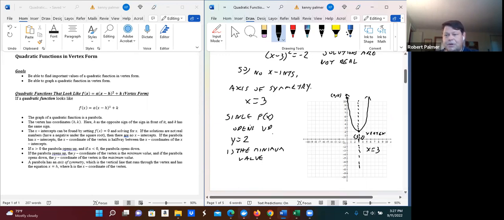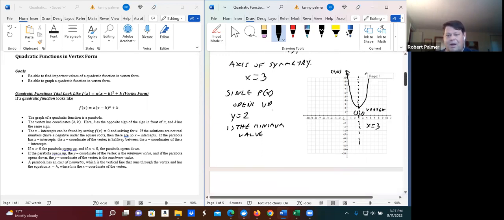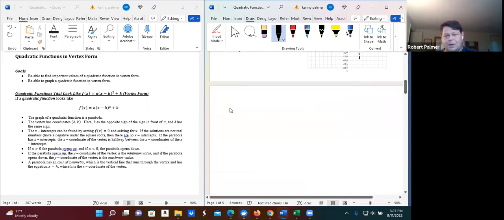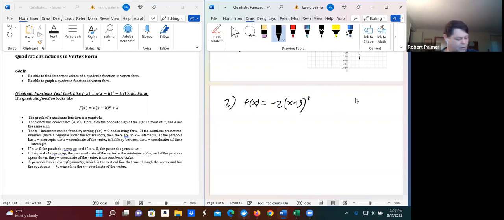Now, briefly, let's look at another example. We won't graph it, but we'll show a couple more features. So number 2, let's say we have f of x is equal to -2 times (x plus 3) squared minus 5. Okay, so once again, we know this is still a quadratic function because the highest power of x is squared. So let's see what we can find about this.